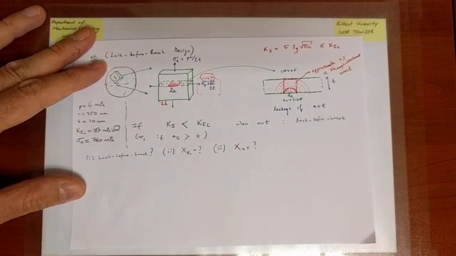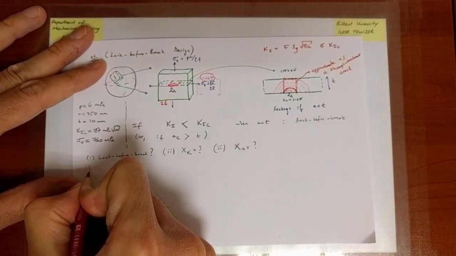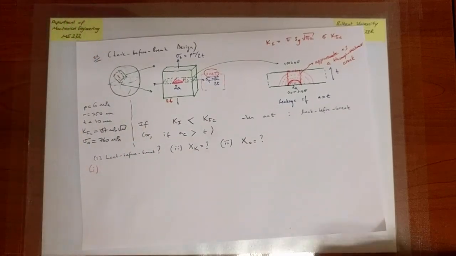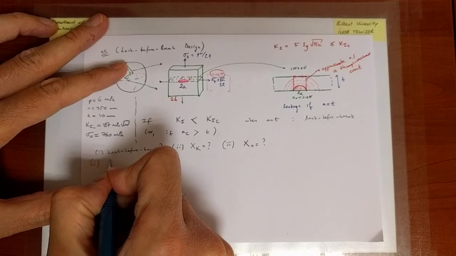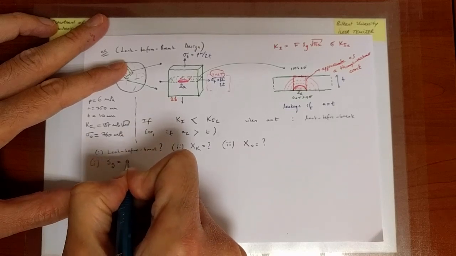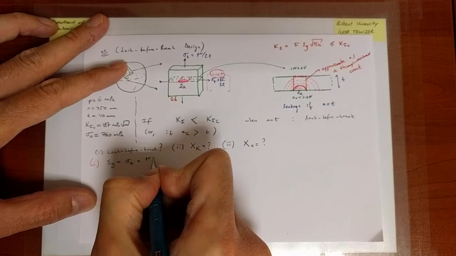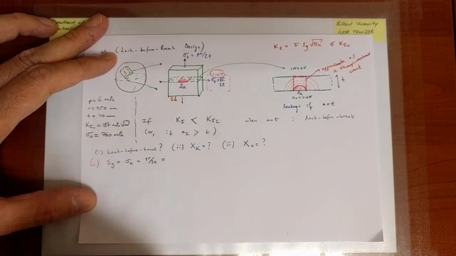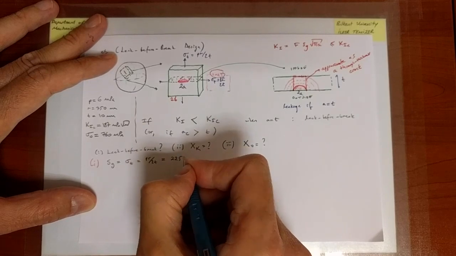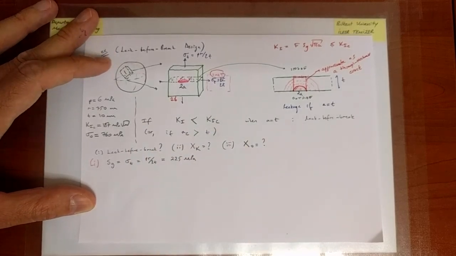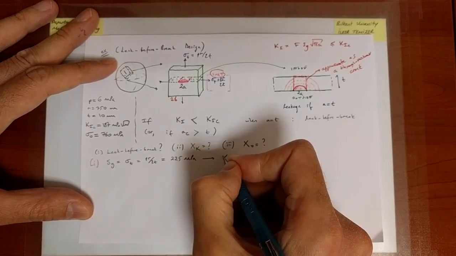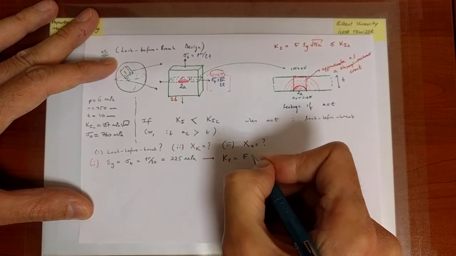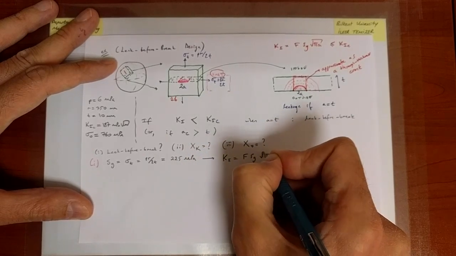Now, the first part, do we have leak before break? So the first thing we need to do is calculate the gross stress. In this case, SG is equal to sigma T is equal to PR over 2T, which, if you plug in the numbers, you'll find to be 225 MPa. And what I want is to calculate K1, which is F SG root pi A.